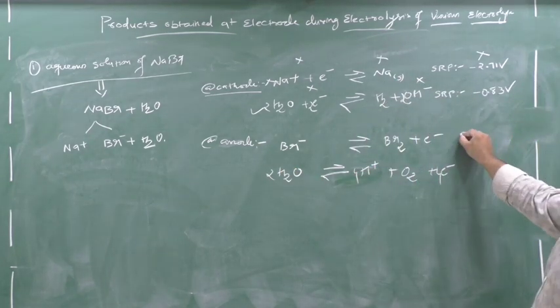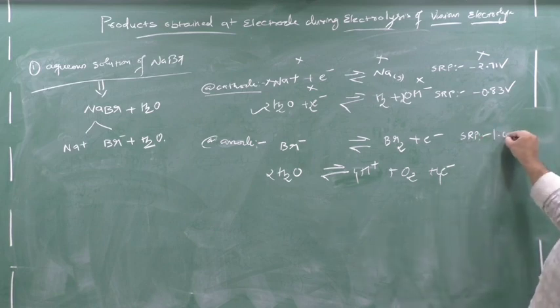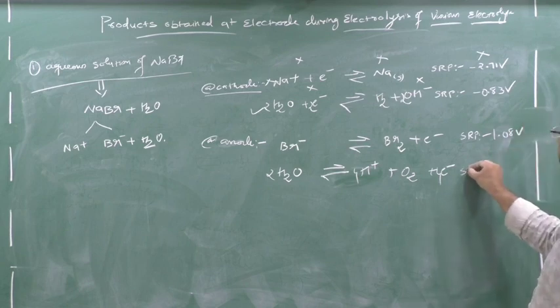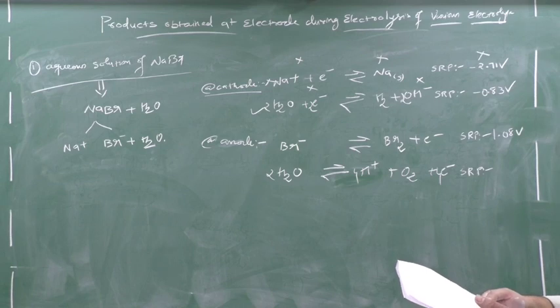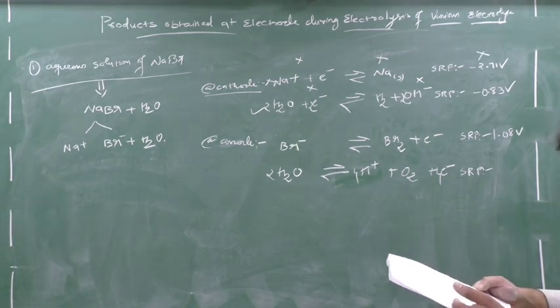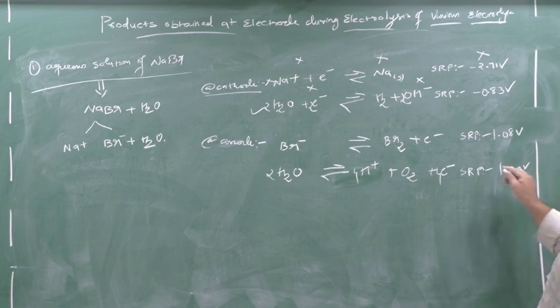Okay, write down the SRP value for Br minus. The SRP value for Br minus is 1.08 volt. And the SRP value for water at anode, please remember, is 1.23 volt. So the SRP value here is 1.08 volt, here 1.23 volt.